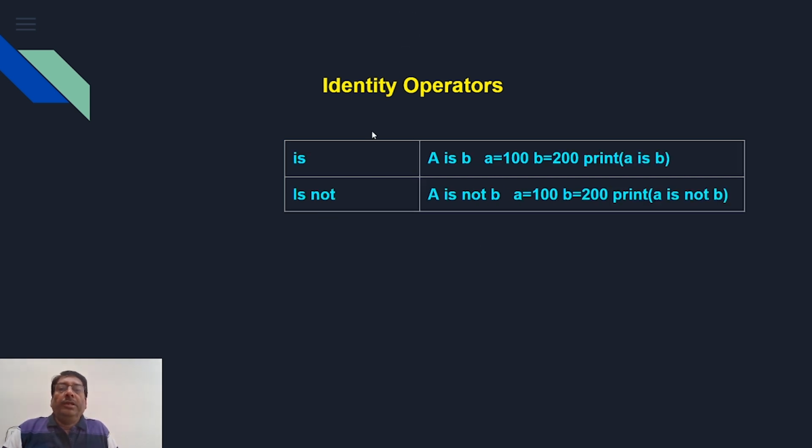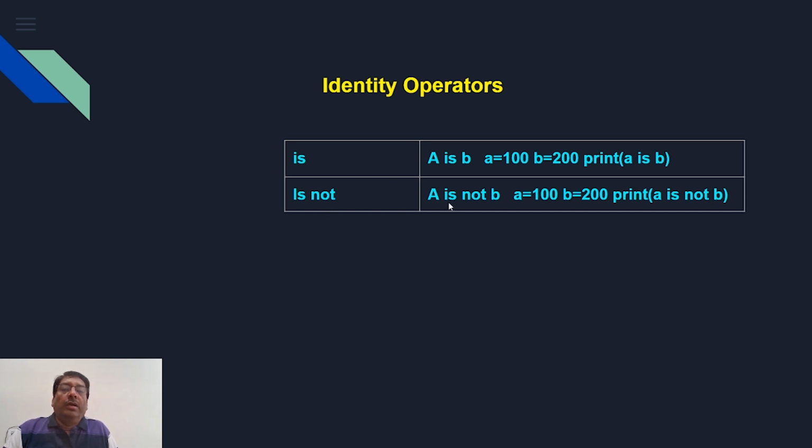Then you have something called identity operators. Identity operators basically are two over here. One is is and the other one is is not. A is B. So if the value of A is 100, B is 200, print A is B. So it is as good as saying whether the value of A is equal to B. So in this case it is no, so the result of this is going to be false.